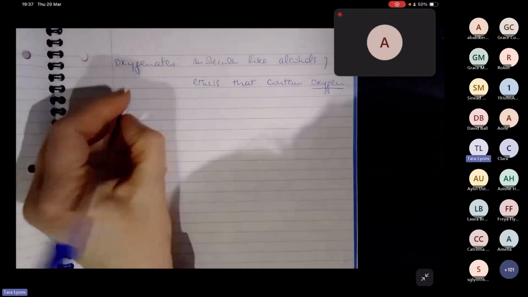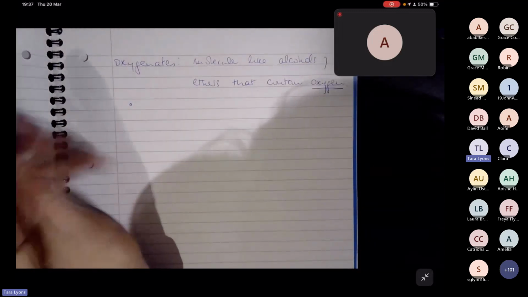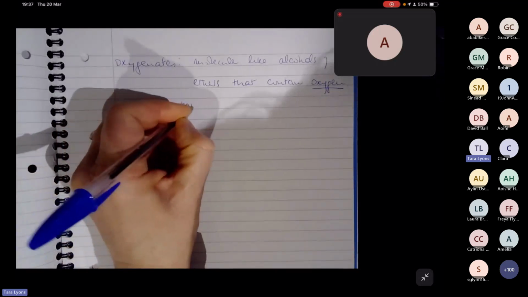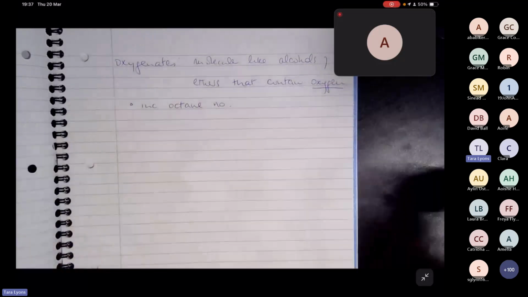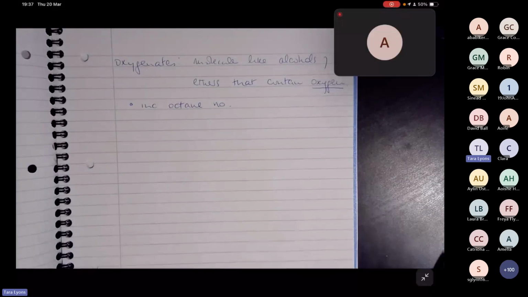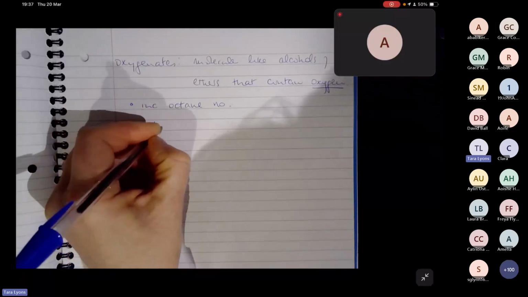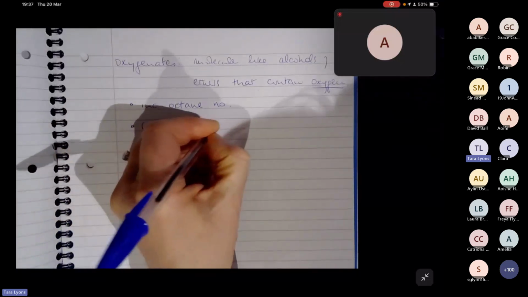So why do we add them? What is it that they're going to do? They increase the octane number. That's why we add them. The whole point is we want to bring the octane number up so that autoignition doesn't occur, right? But these guys have an added benefit. They reduce CO emissions.